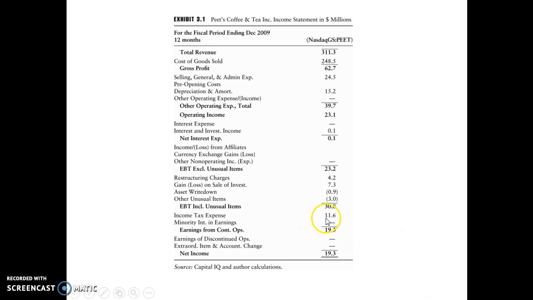Then we recognize the income tax expense, any minority interest in earnings, and earnings from discontinued operations or extraordinary items, and we get to the bottom line, which is net income. So top line is total revenue, bottom line is net income.